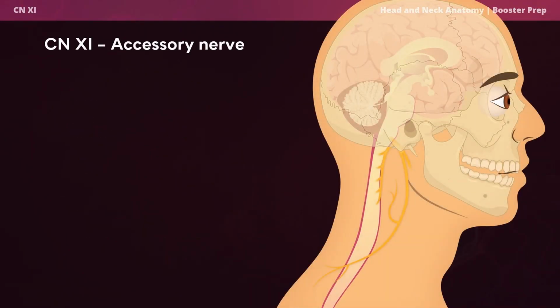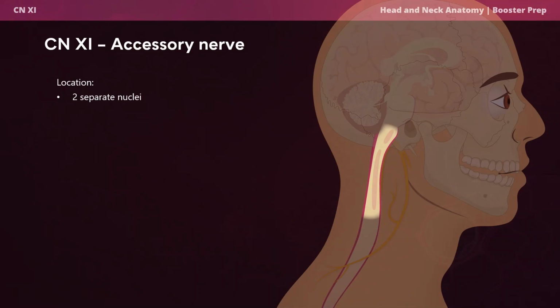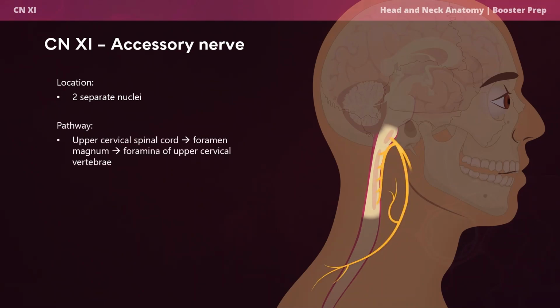So the accessory nerve is a nerve originating from two separate nuclei in the brainstem. The cranial part of the accessory nerve arises from the medulla, while the spinal part originates from the upper cervical spinal cord segments. After exiting the skull, the cranial part of the accessory nerve descends down into the neck, where it joins with the spinal part.